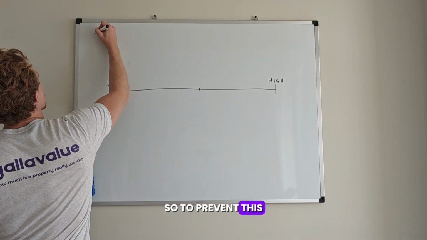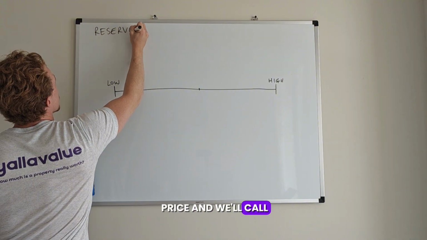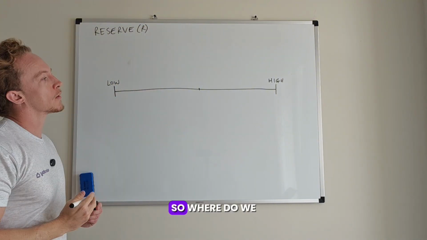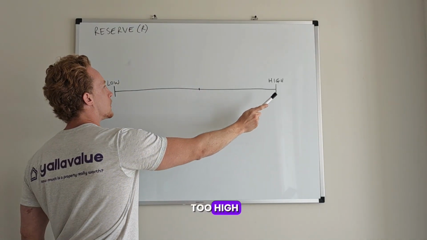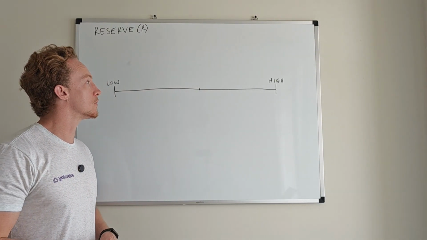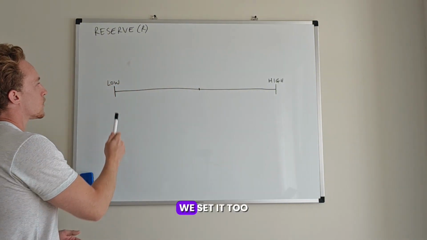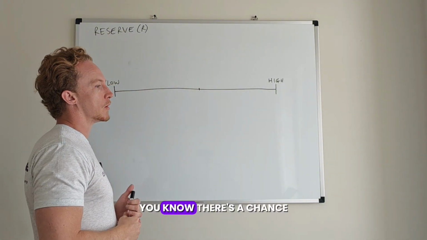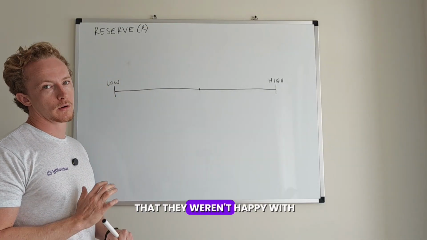So to prevent this, we use a reserve price, and we'll call that R. So where do we set R? Well, if we set it too high, we've got an increased chance of a failed auction, that the final price doesn't achieve that. If we set it too low, then there's a chance that the seller walks away with something that they weren't happy with.